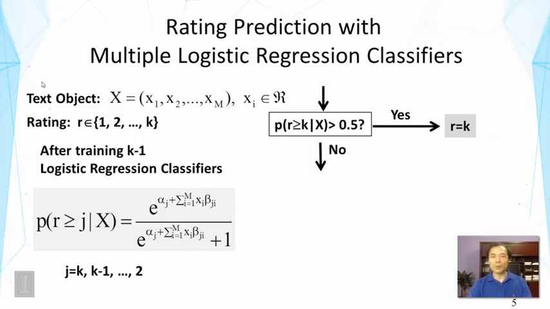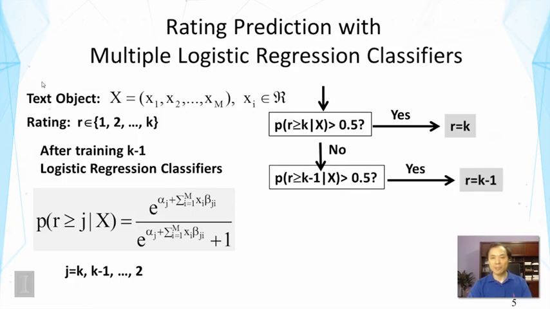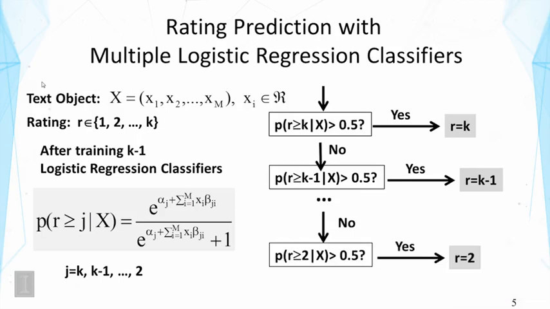So now we need to invoke the next classifier, which tells us whether it's at least k minus 1. And if the probability is larger than 0.5, then we'll say, well, then it's k minus 1. What if it says no? Well, that means the rating will be even below k minus 1. And so we're going to just keep invoking these classifiers until we hit the end, when we need to decide whether it's 2 or 1. So this would help us solve the problem, right?